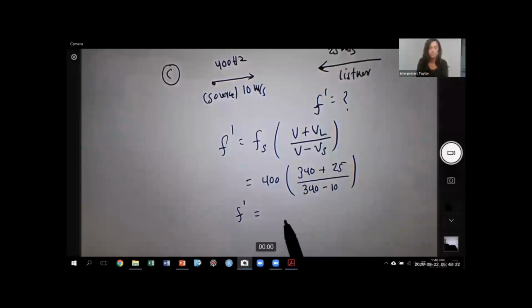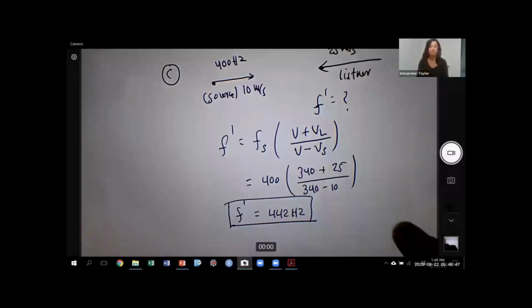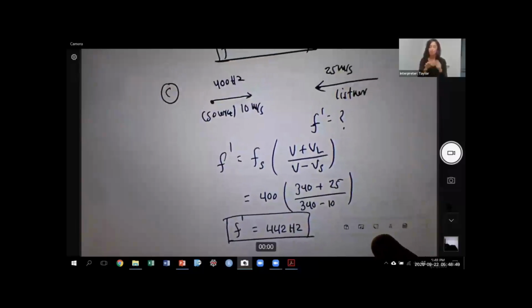Okay, it's going to be 442. And the apparent frequency has increased, right, by 42 hertz. Still. Okay, so that's how you just need to play with this main formula. You just need to understand which one, plus or minus, to use. Any question?